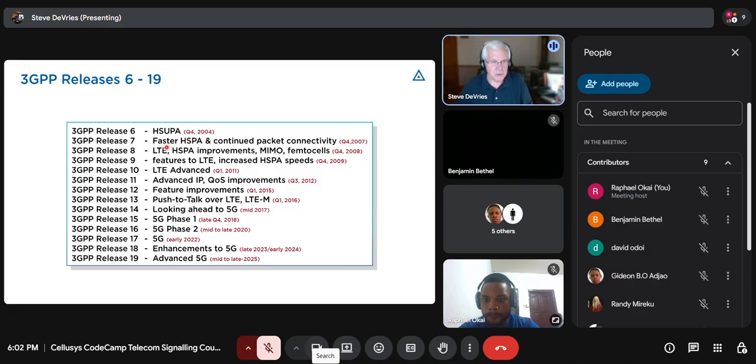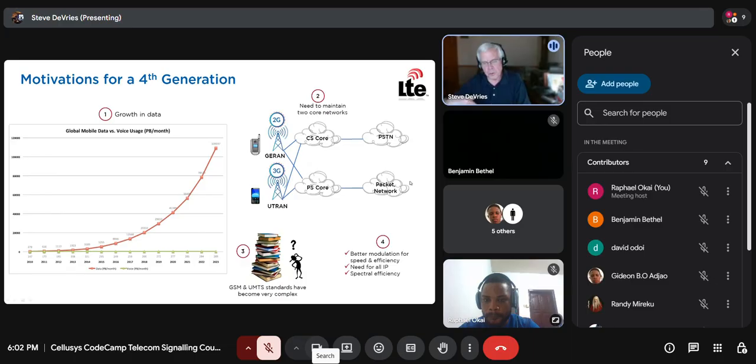Starting with release 8, the architecture changed to LTE, and that stayed up through release 14. So release 8, 9, 10, this was roughly the time frames. Release 15 was a new generation, the 5th generation. So we know there were motivations for this 5th generation.